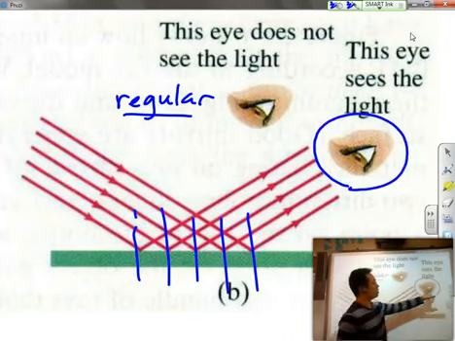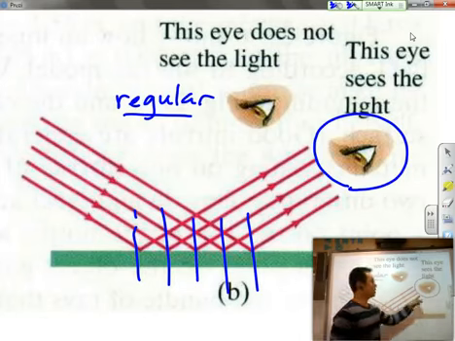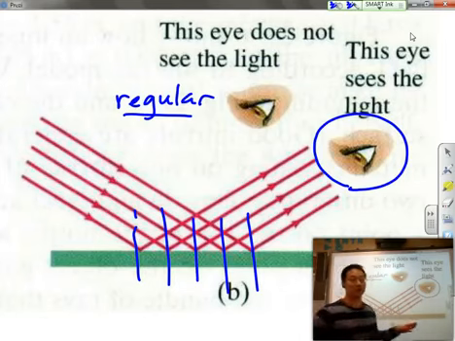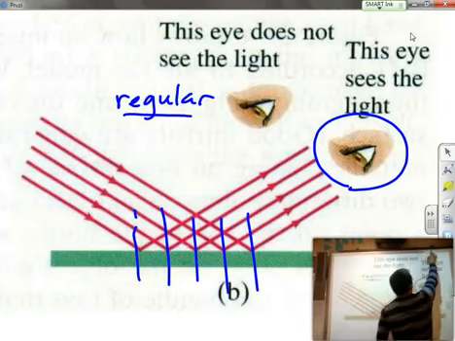So only the person who's looking inside this mirror would be able to see the image of whatever is incoming itself. A person standing somewhere else would not see the exact same image. They would not see anything at all, possibly. This is different than diffuse reflection.